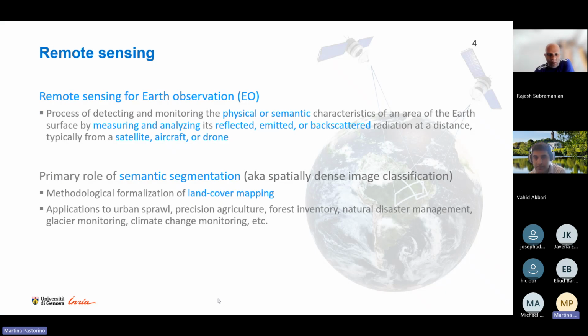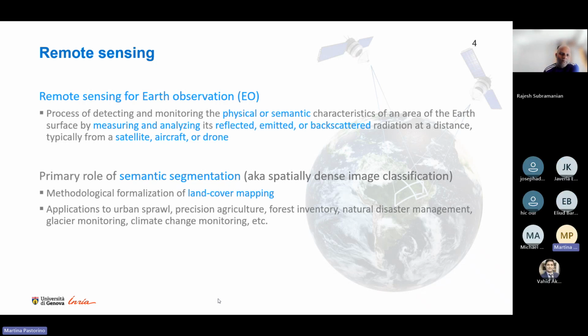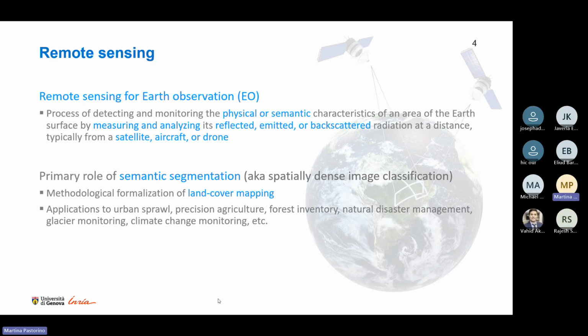As you all very well know, remote sensing for Earth observation is this process of detecting and monitoring the characteristics of a portion of the Earth's surface by measuring emitted, reflected, or backscattered radiation with sensors at a distance, which are typically from satellite, aircraft, or drones. So in this framework, semantic segmentation plays a primary role because it can allow for the analysis of land cover mapping, which can have application to urban sprawl, precision agriculture, forest inventory, natural disaster management, glacier monitoring, climate change monitoring, etc., etc.